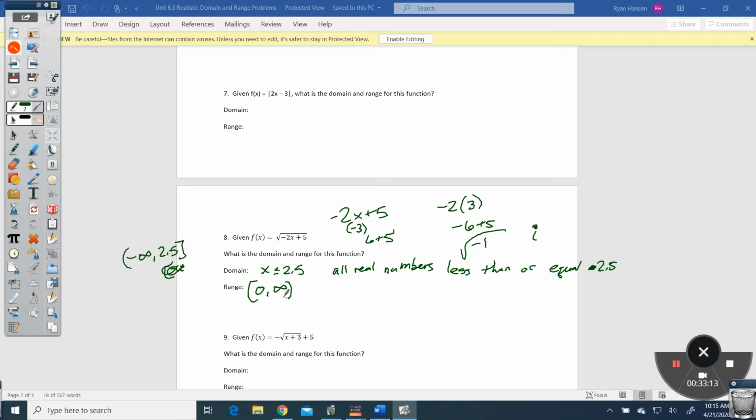So the range is 0 to infinity, or we say that y is greater than or equal to 0, or all real numbers greater than or equal to 0. So that's what that is.